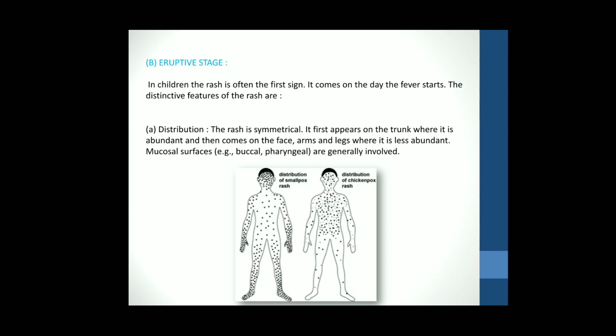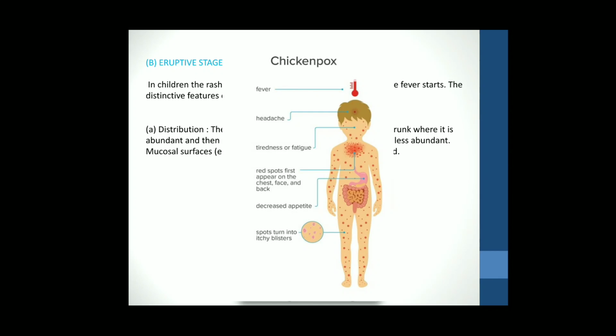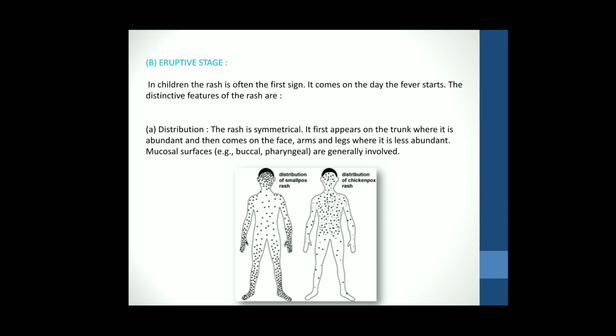Smallpox is centrifugally distributed. In smallpox, you can observe more rashes on the face, hands and extremities. Coming to chickenpox, there are fewer vesicles on the hands and legs, but more on the trunk and face. So this is how the chickenpox distribution looks.